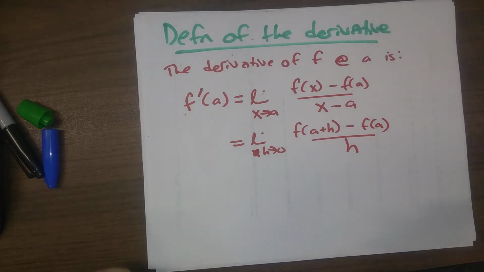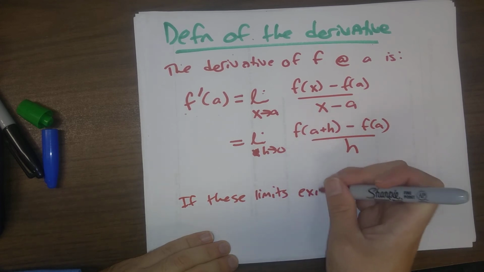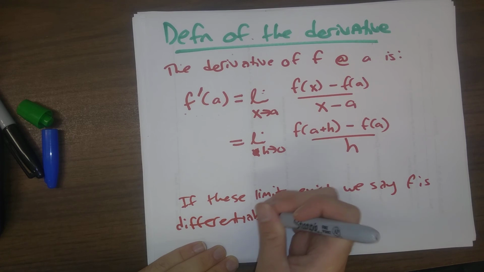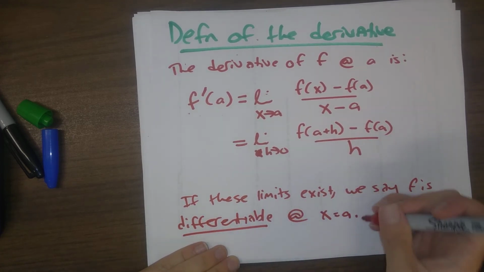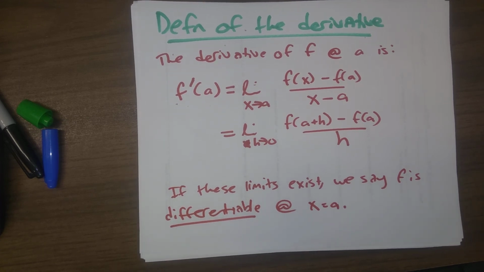We should say here that if these limits exist, we say f is differentiable at x equals a. This is our single most important definition in the course. Everything that we'll do from here on out is going to deal with a derivative in one way or another. This also shows why we spent so much time in Chapter 2 talking about limits, because our most important definition here is in terms of limits. So all throughout Chapter 3, we're going to use the limit material from Chapter 2 to talk about these particular limits. Okay.